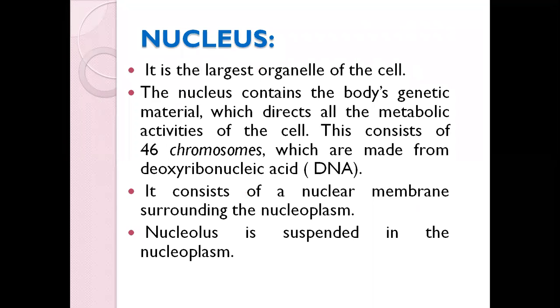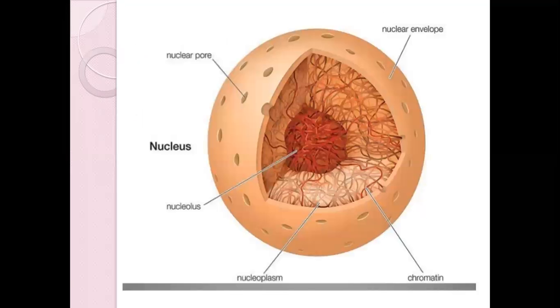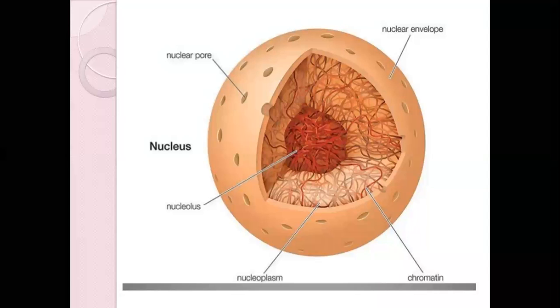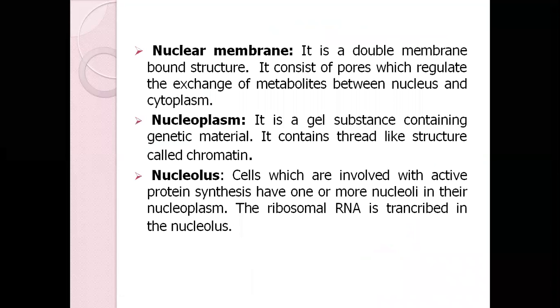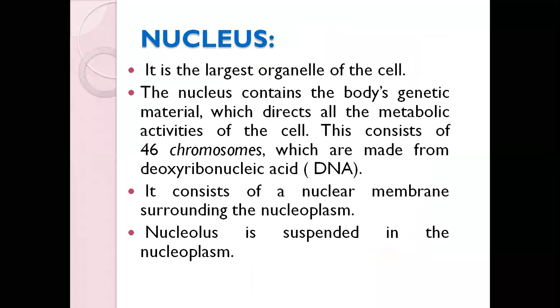So this is the main component of a cell, the nucleus. It is the largest organelle, and it also contains the DNA. In its structure, it has a nuclear membrane or nuclear envelope with a nuclear pore. Then it has a nucleolus, which is present at the center. Then the nucleoplasm, and within the nucleoplasm, the chromatin is present, a thread-like structure. So this is about your nucleus.